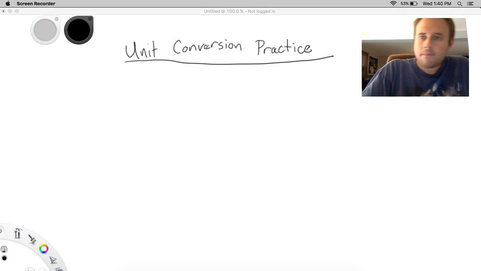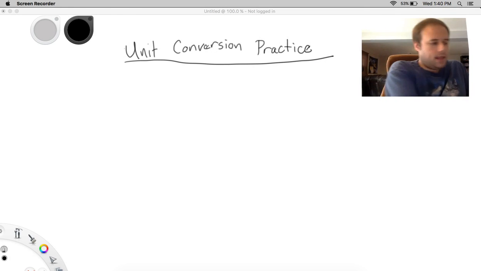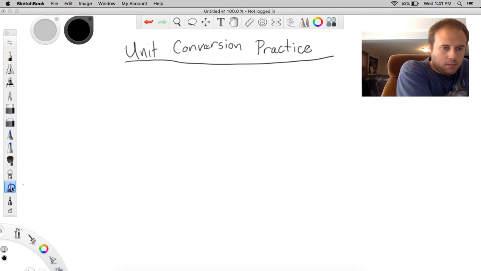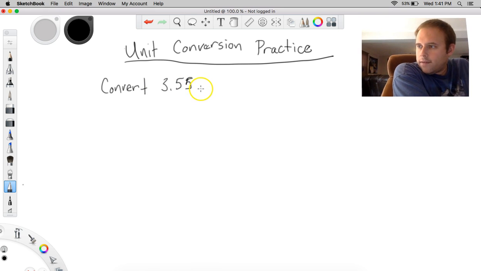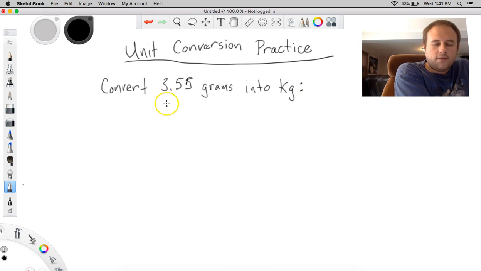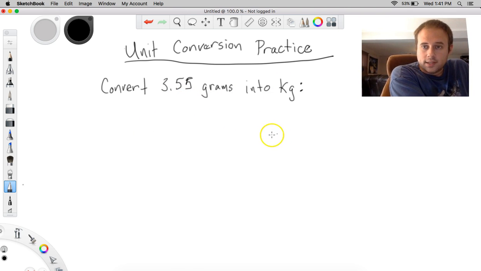All right. So the first one that I have is to convert 3.55 grams into kilograms. Okay, grams into kilograms. So what I'd like you to do is convert 3.55 grams into kilograms.